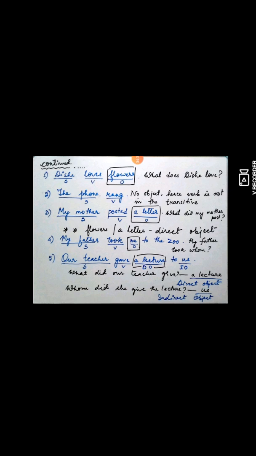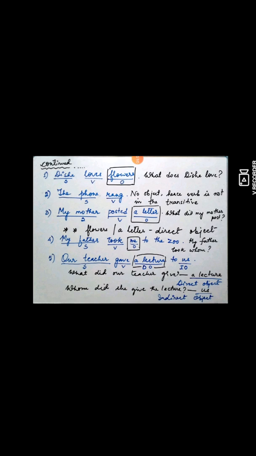Remember, the direct object always receives the direct action of the verb. Our teacher gave what? A lecture. That becomes our direct object. And us is the indirect object, because the indirect object here receives the direct object. It does not receive the action of the verb. It receives the direct object.